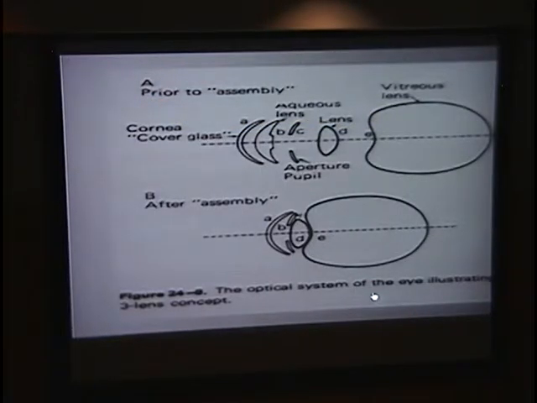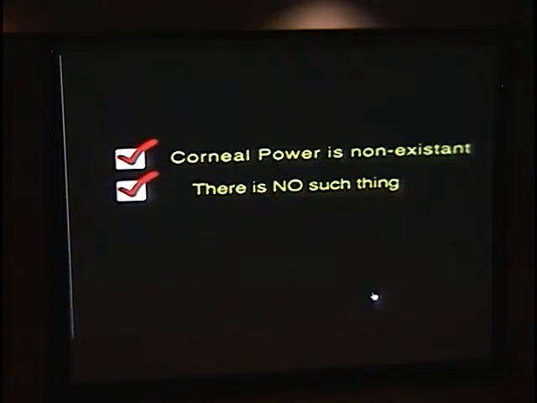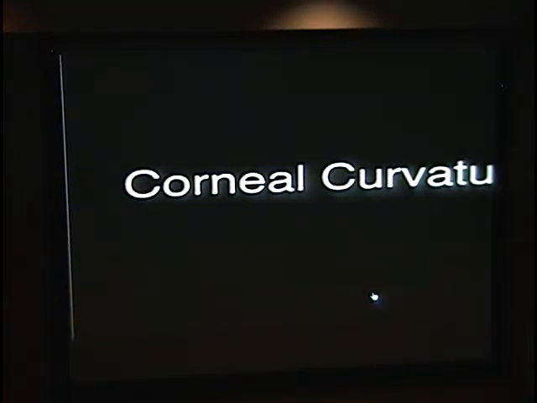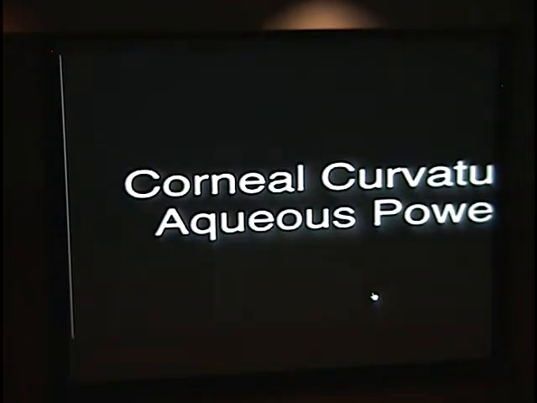Another item of importance is there is no such thing as corneal power, other than the slight amount that I have already mentioned. One hears the term corneal power quite often at various courses and meetings, but there is no such thing. The proper two terms are corneal curvature and aqueous power. The third term, corneal astigmatism, is better reworded as a cornea so shaped that it results in aqueous lens astigmatism. For this reason, there is no real corneal astigmatism.